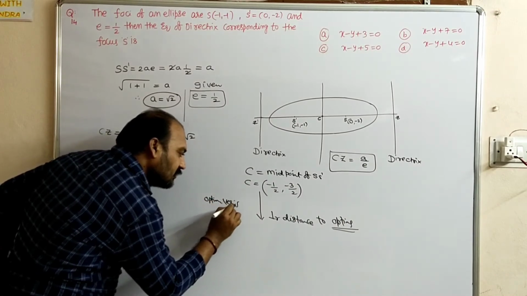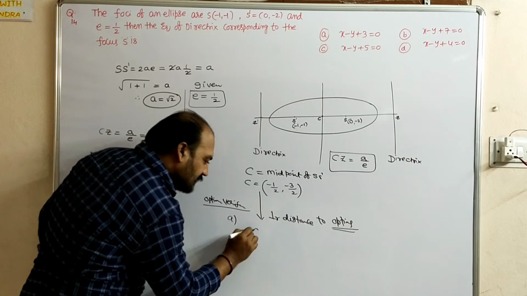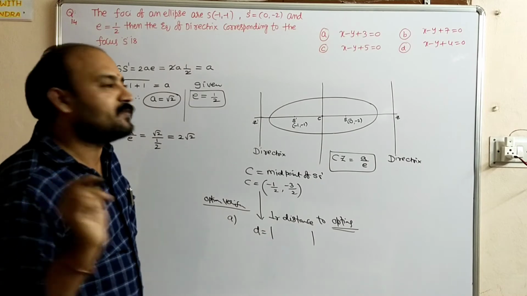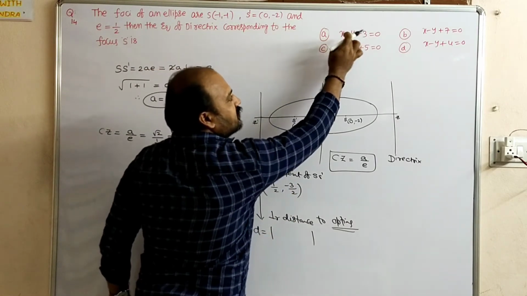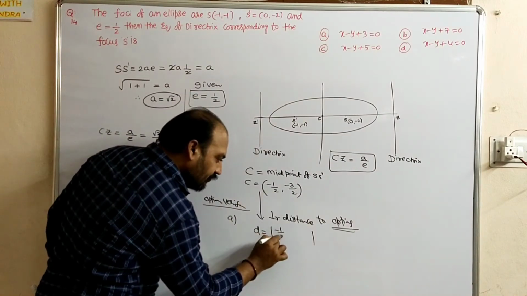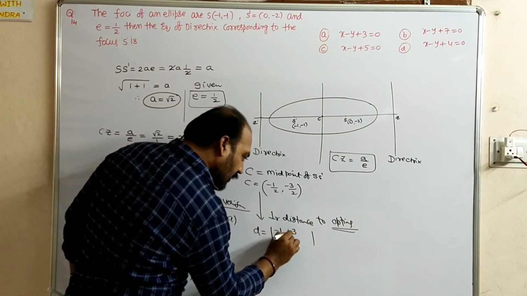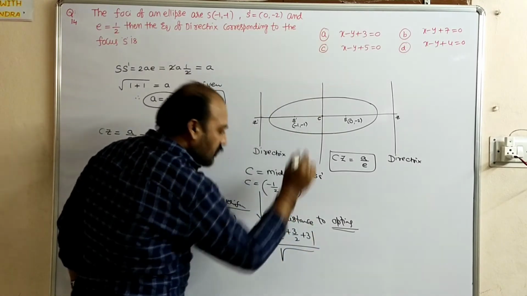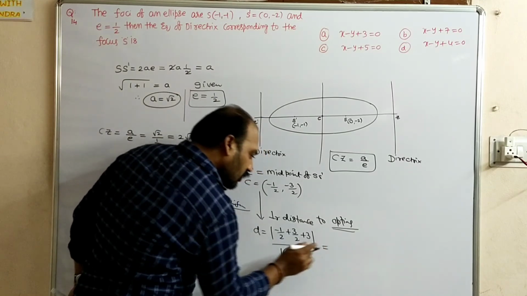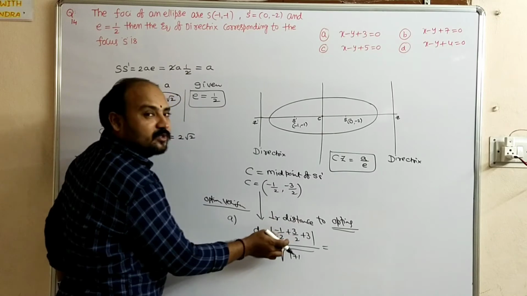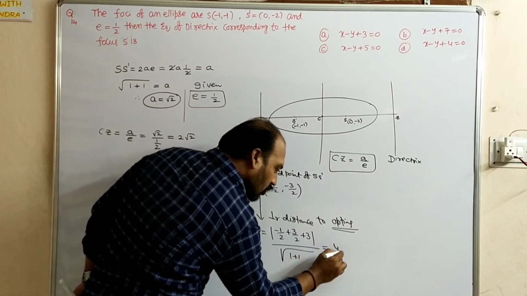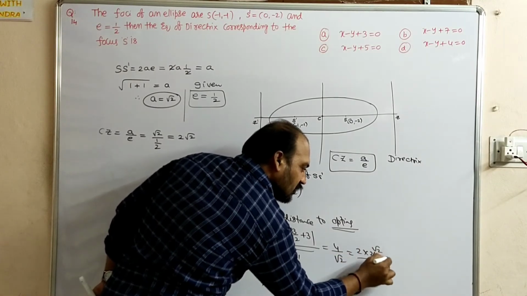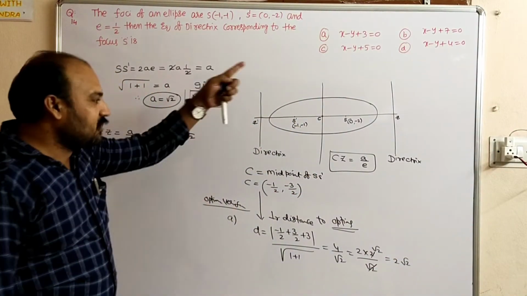Option verification. For the first, D is equal to the perpendicular distance, which is mod of AX1 plus BY1 plus C by root of A square plus B square. So in place of the first option, x minus y, x value minus 1 by 2, minus y, so minus of minus 3 by 2, plus 3, divided by root of x coefficient whole square plus y coefficient whole square, which is equal to 3 by 2 minus 1 by 2, that is 2 by 2. 2 by 2 means what? 1. 1 plus 3 is 4. 4 by root 2. 4 can be written as 2 into 2 divided by root 2. Root 2 times will be cancelled only. So 2 root 2 we are getting. So in the first option we are getting 2 root 2.